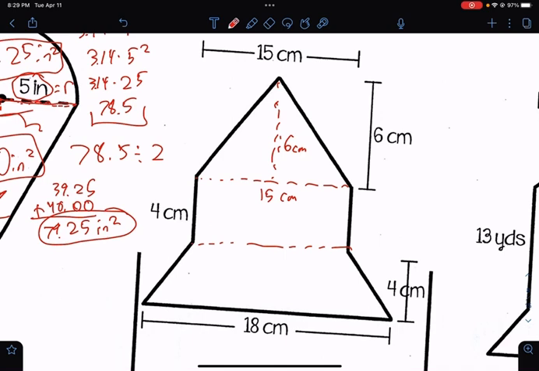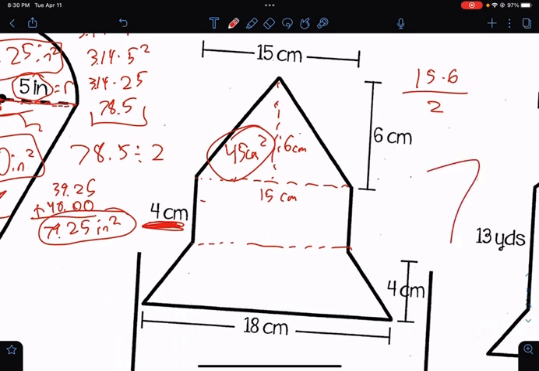So I'm going to take 15 times 6 and divide it by 2, and I'm going to get 45. So 45 centimeters squared, that is my area for the triangle. Now I'm going to find it for the rectangle. This rectangle is 4, there's a base, or the length, and then the width is 15. 4 times 15, that is going to give me 60. So I have 60 centimeters squared.